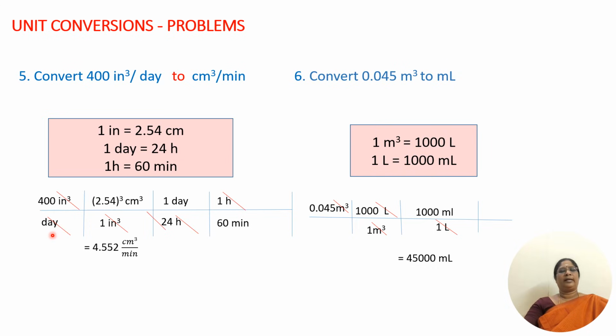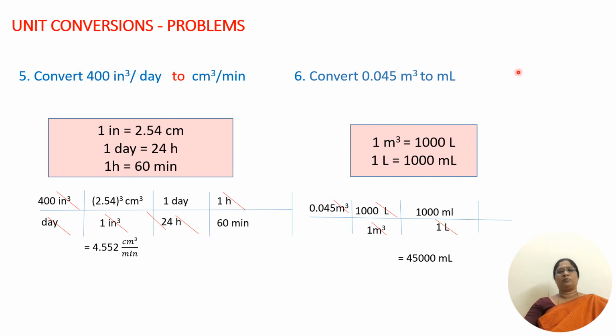And write down for a day, since it is there in the denominator, for writing down the unit conversion, it should come in the numerator. So 1 day is equal to 24 hours and 1 hour is equal to 60 minutes. And day gets cancelled, hour gets cancelled, and multiply the terms in the numerator and divide the numerals in the denominator. That is 400 into 2.54 cube divided by 24 into 60 will give you 4.552 centimeter cube per minute.